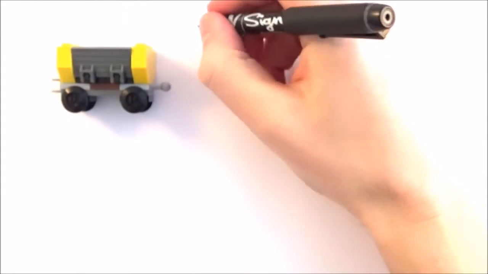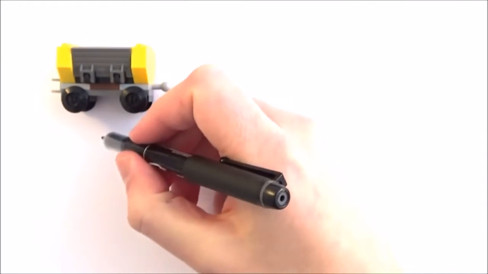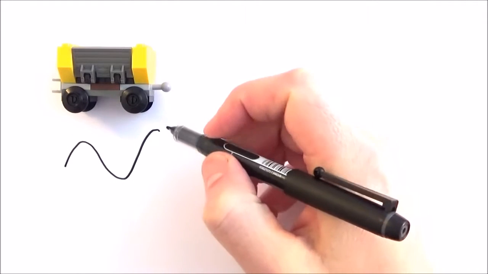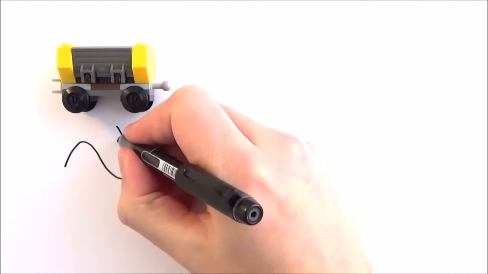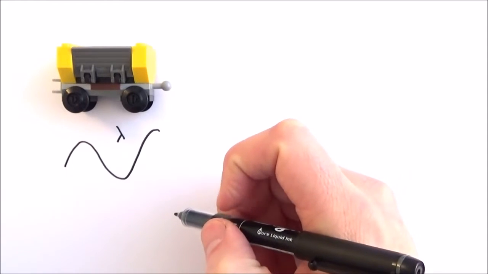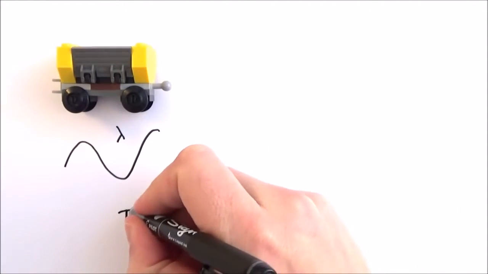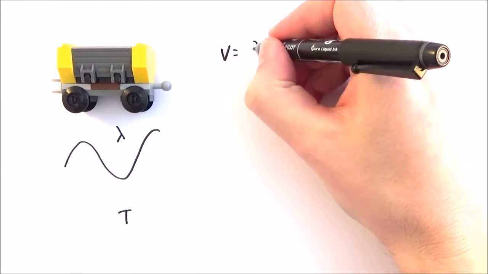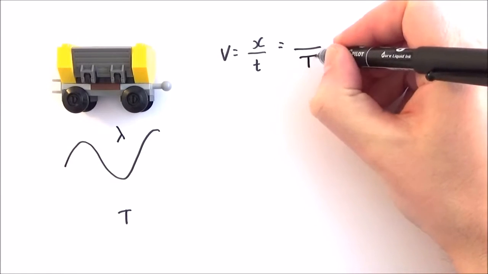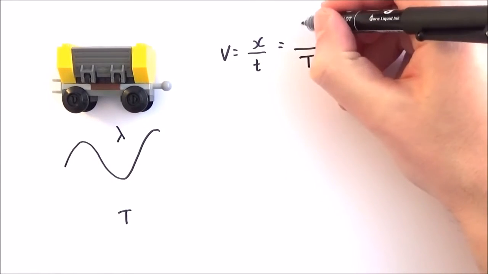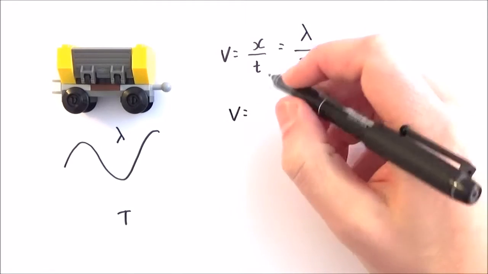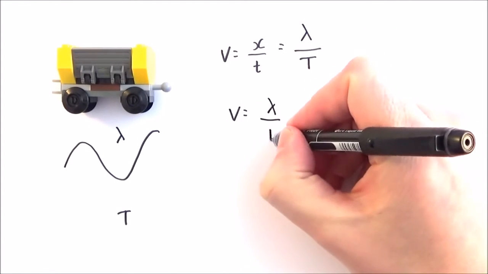Well, the distance of that carriage is a bit like the distance of one wavelength. We measure this and give it the symbol lambda. Now the time it takes for one complete wave cycle, or one train carriage to go past, is what we call the time period, T. Before we said v equals x over t, but in one time period, capital T, one wavelength of a wave goes past. And we can then say that v is equal to lambda over T.